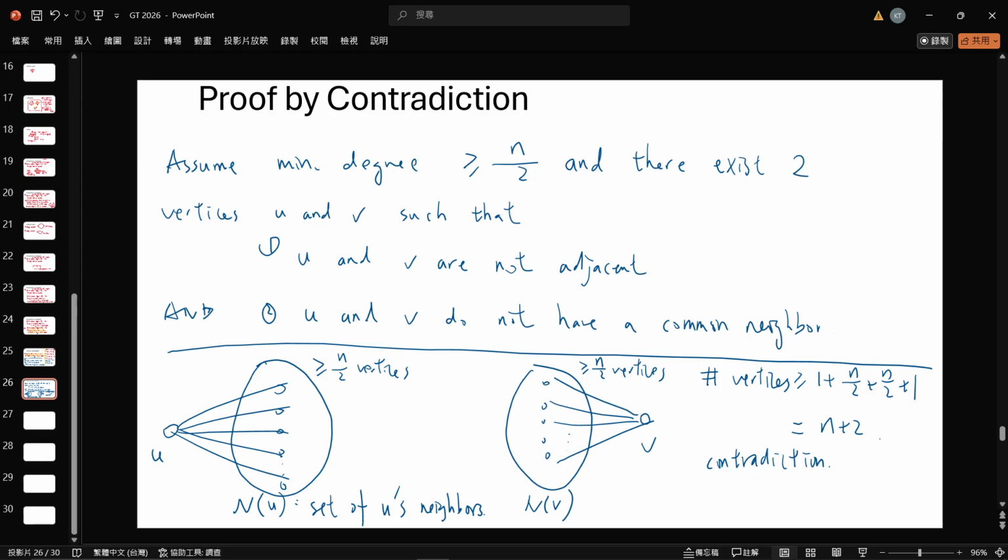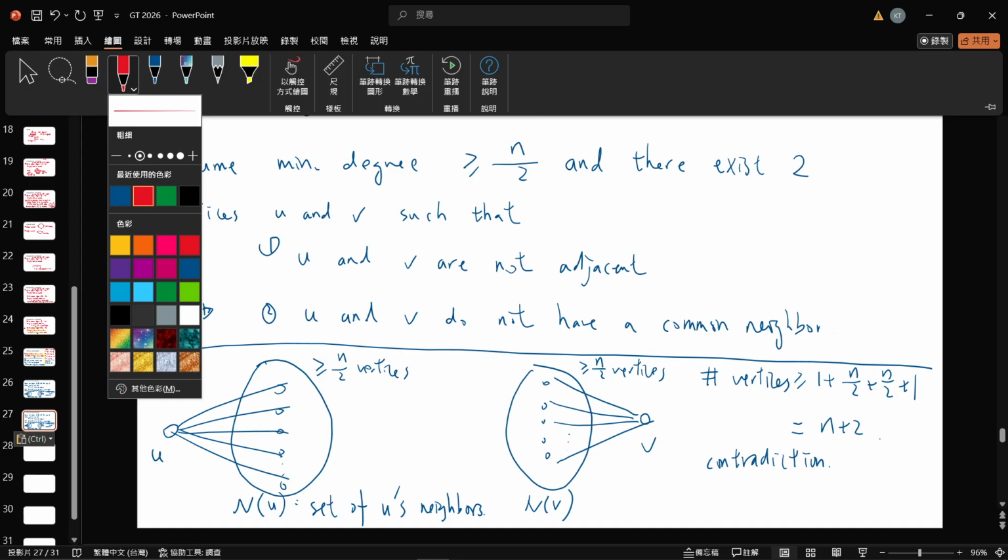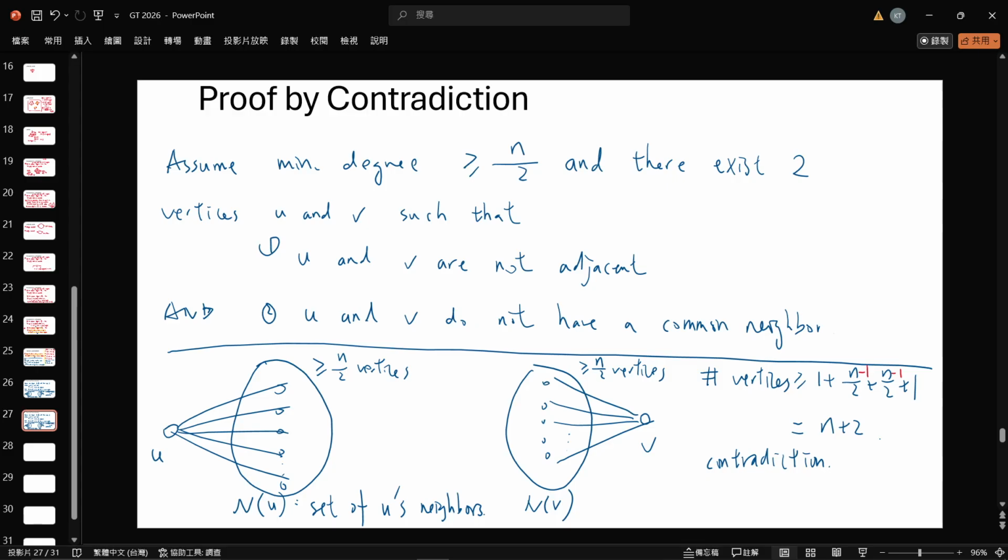Or let me think this way: how to make this number n plus 1? You cannot change this 1 here because this is for u. And you can also not change this 1 here because this is for v. But you can change these two numbers. These are the minimum degree. So there's still space for lowering this minimum degree. But still these two numbers have to be the same. So how to change this? You can change it to n minus 1 over 2. Then you'll get n plus 1.